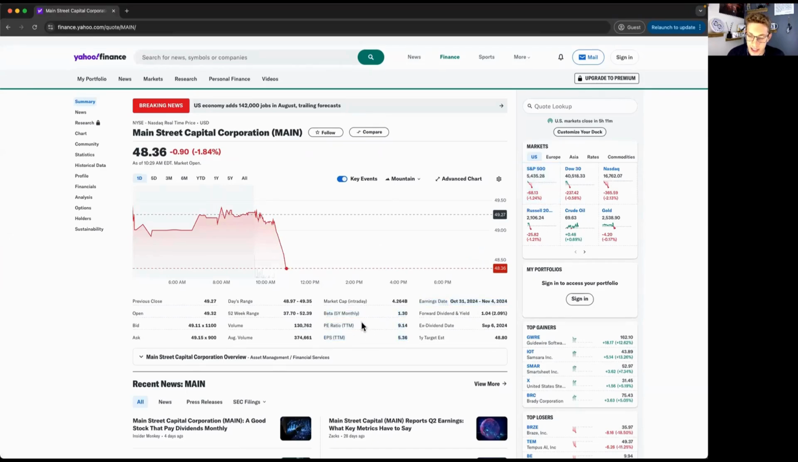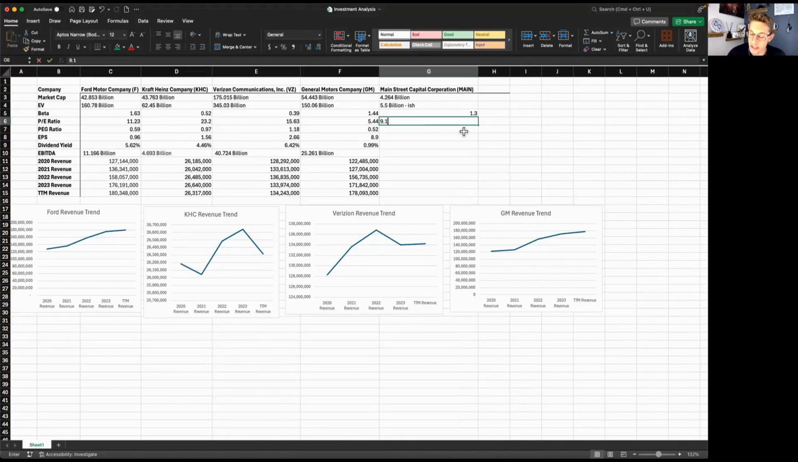So price to earnings, and we want trailing 12 months. So that's good. 9.14. What that means is that for every dollar of earnings, investors are currently willing to pay $9.14 per share.